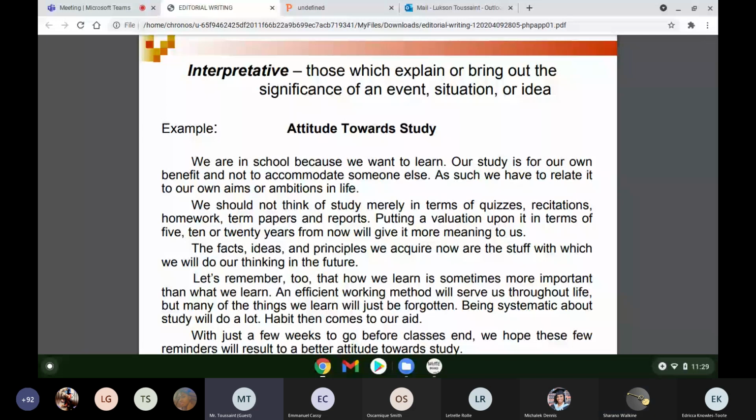So, what is this editorial about? Anybody, just based on what we read so far?